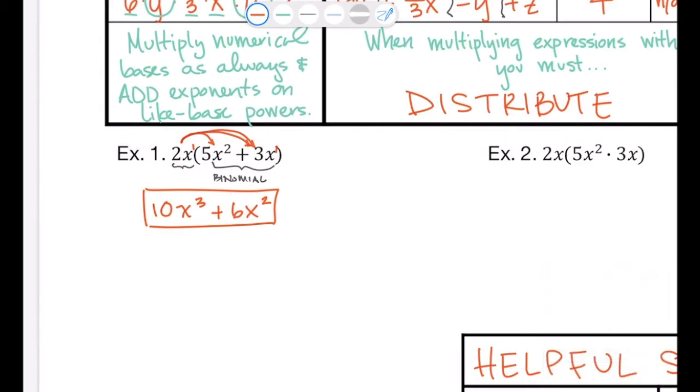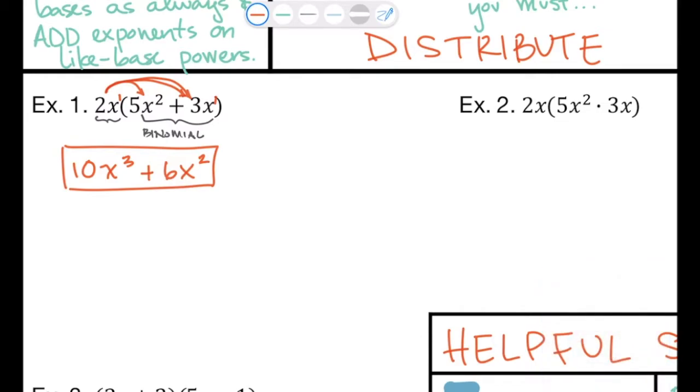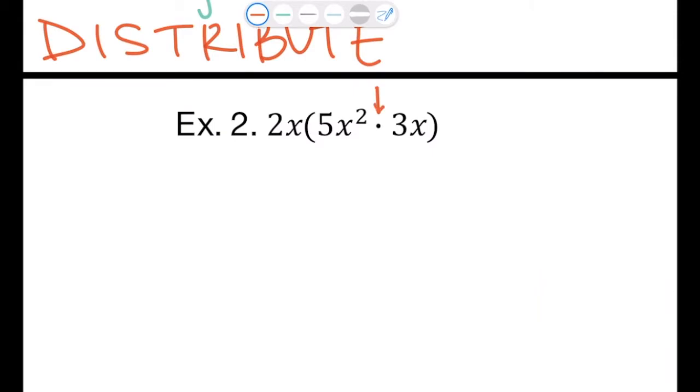Okay, example 2, I want you to notice it's extremely similar to example 1. All I've done is I've replaced the addition sign in the parentheses with a multiplication sign. It's really important that you know how that changes your strategy. This is actually one big kind of messy looking monomial. So there's no distribution to be done here. We're just going to simplify.